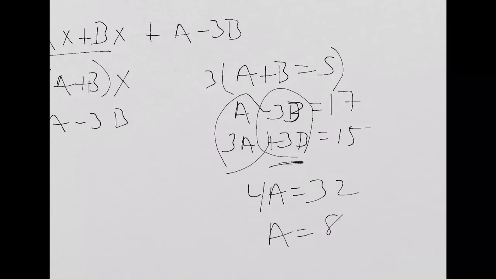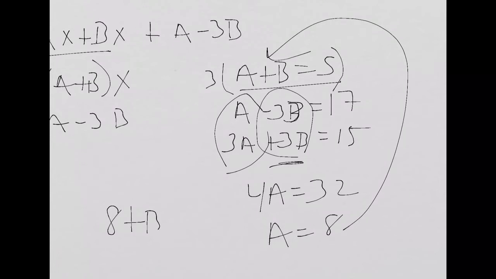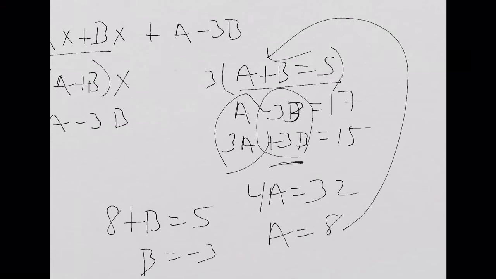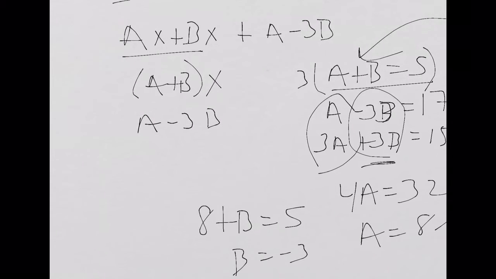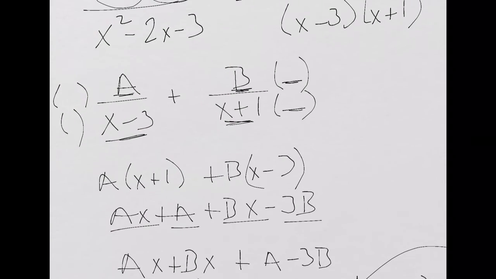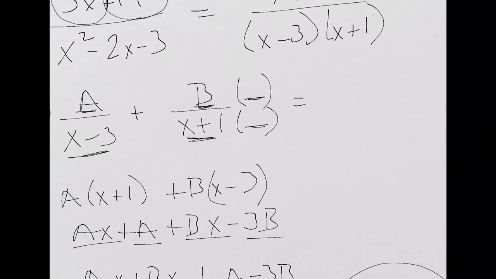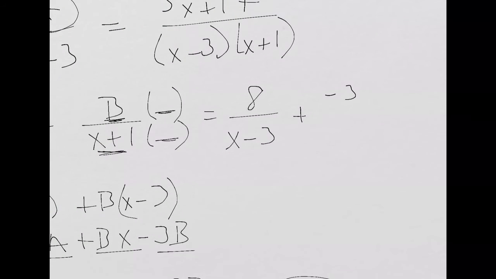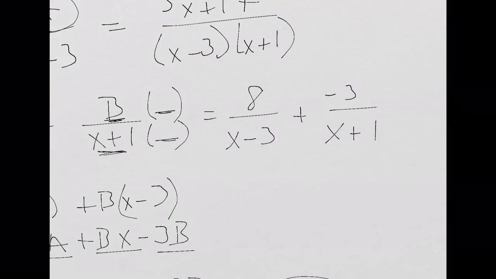If I plug in 8 back into either one of our equations, I'm going to do this one. I get 8 plus b equals 5, so that would give me b equals negative 3. So the last thing I would have to do is just write what my new equation is. I got a is 8, and b is negative 3. 8 over x minus 3 plus negative 3 over x plus 1.